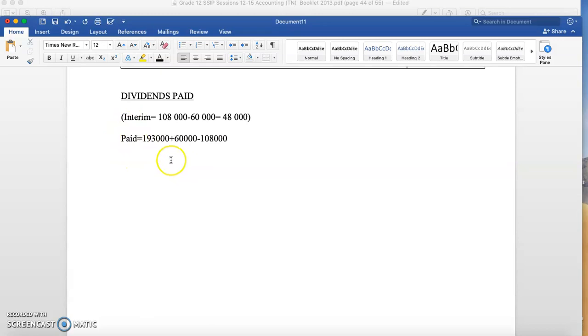And so that's how we calculate the interim, and we know that paid is equal to the total, and then we're going to subtract the interim, okay? And we should get 145,000. So that's how much we paid for our shares, okay?